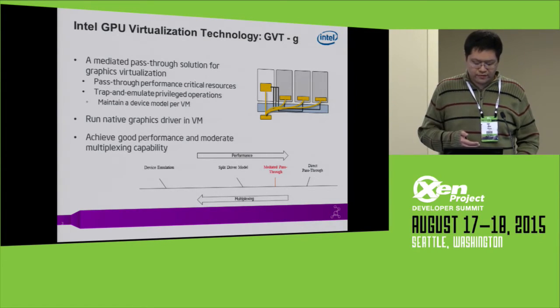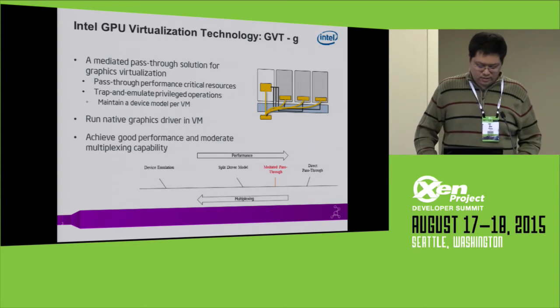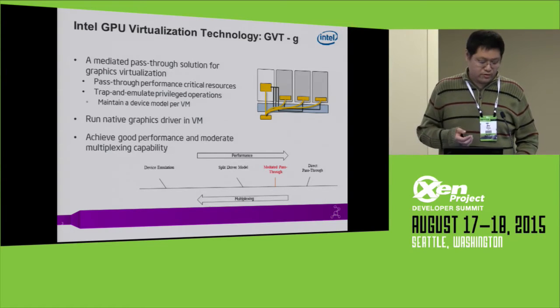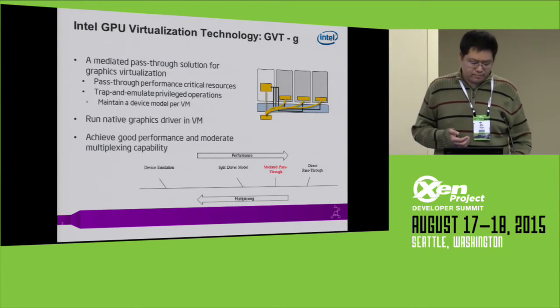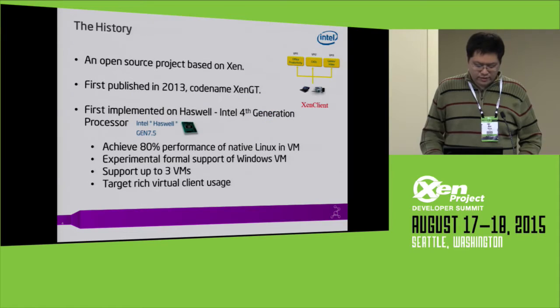resources for achieving better performance, and also we trap and emulate privileged operations like a normal device model. With the approach above, we achieved good performance and moderate multiplexing capabilities. And okay, the history.